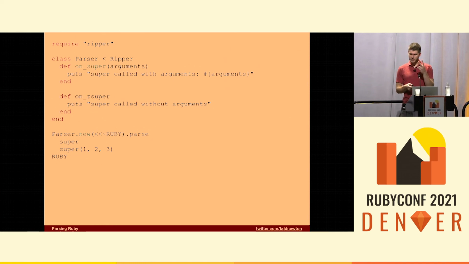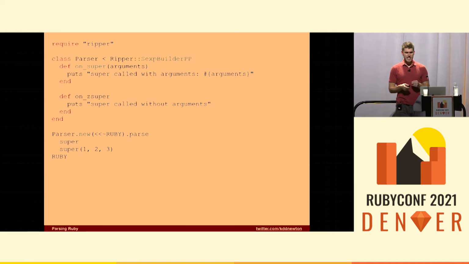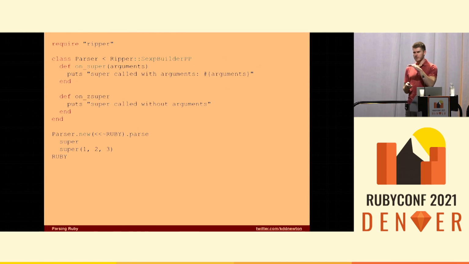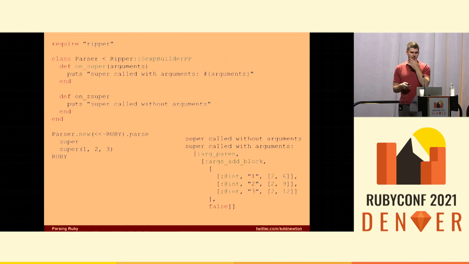Ripper ships with two subclasses. There is Sexp Builder, S-expression builder, and Sexp Builder PP, for pretty printer. It has an implemented handler for every single one, using method_missing. It's a whole thing. If we call it with this subclass, we actually get something that looks a lot like the AST we built earlier, right?